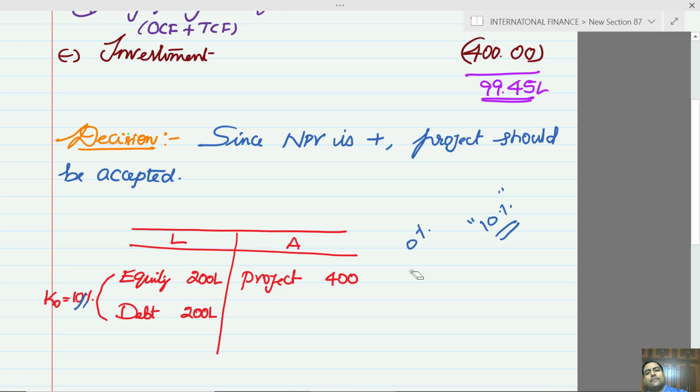Therefore, this investment of 400 lakhs will get some return every year. This return is called IRR, internal rate of return. Internal rate of return is the actual return earned by the project. WACC is the minimum return expected by the project, expected from the project.